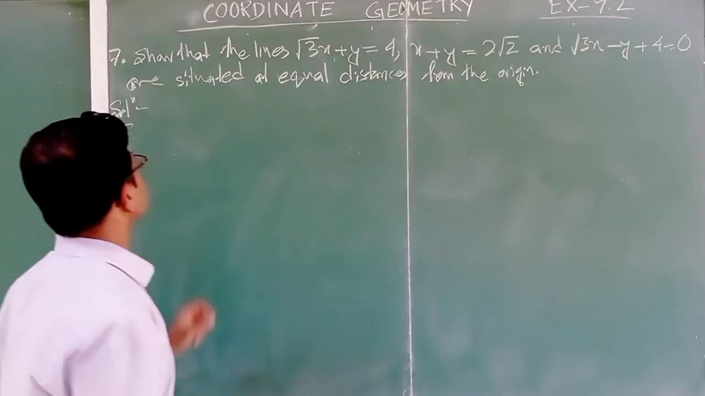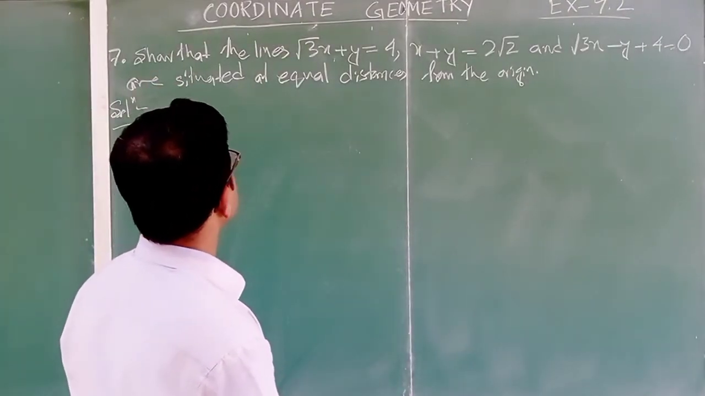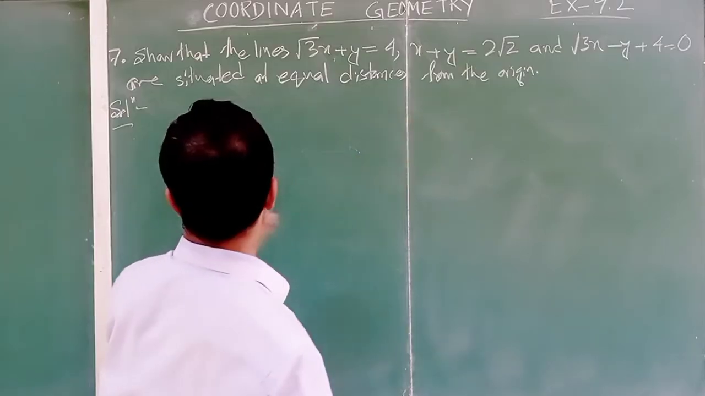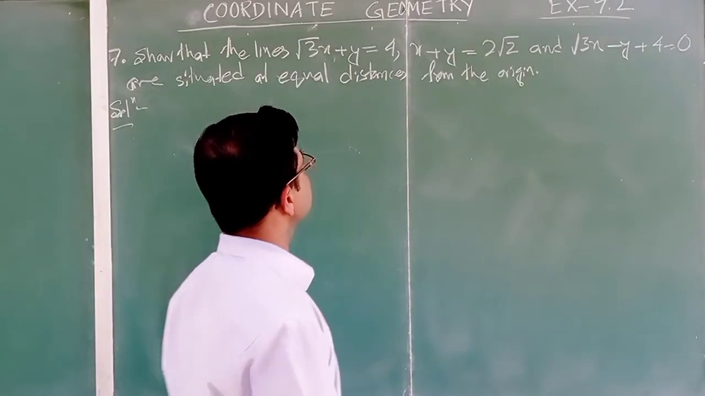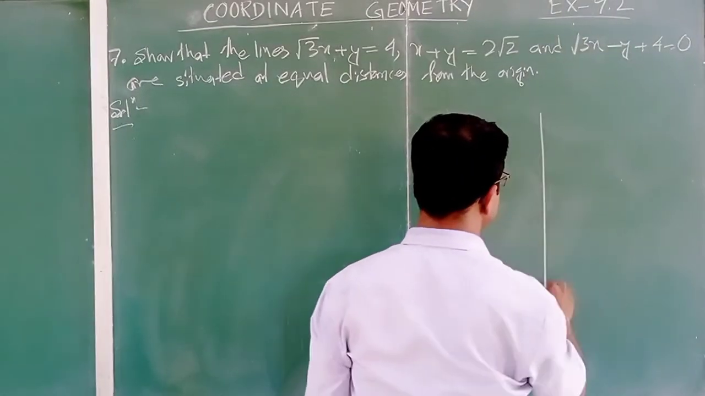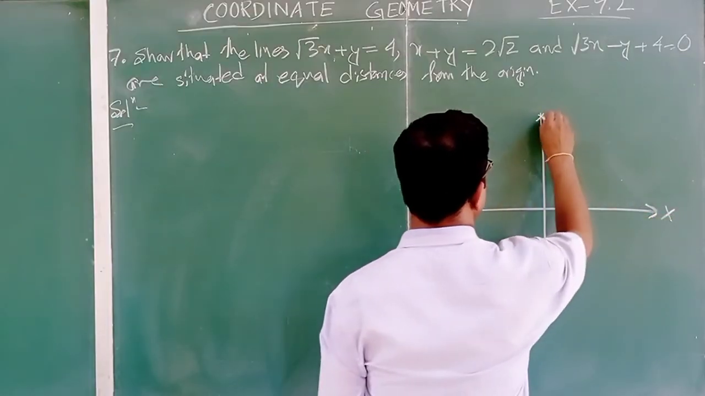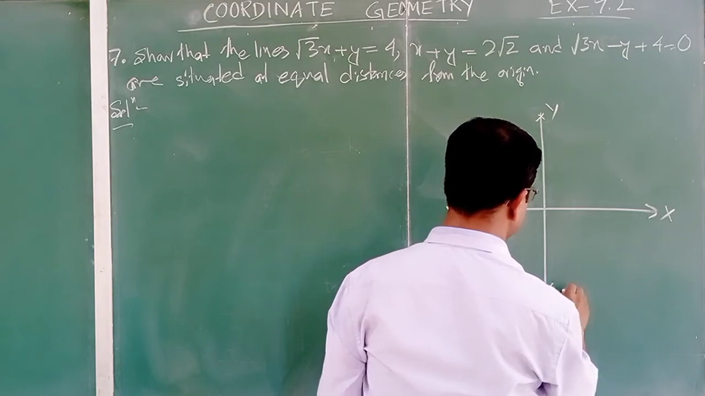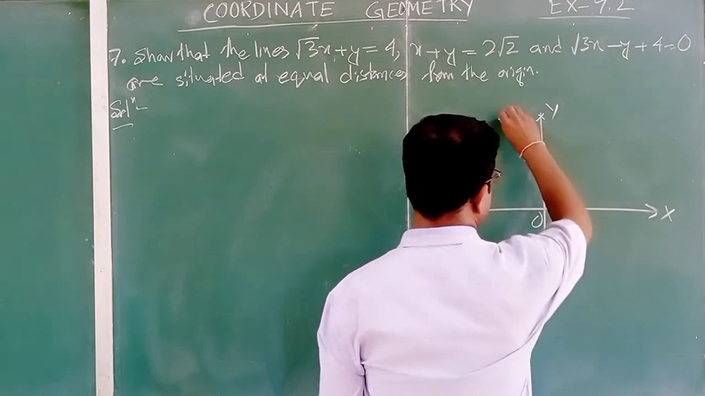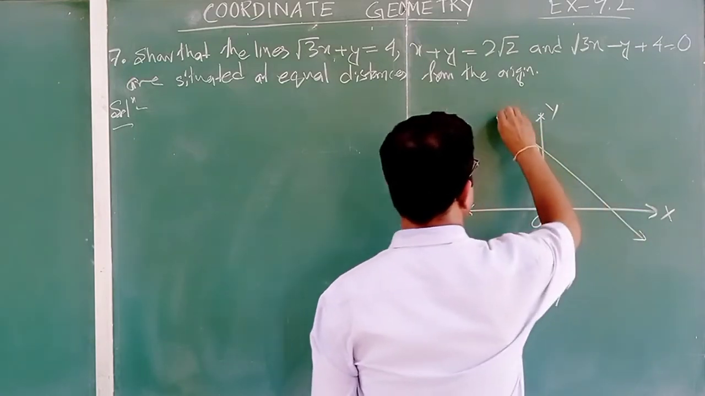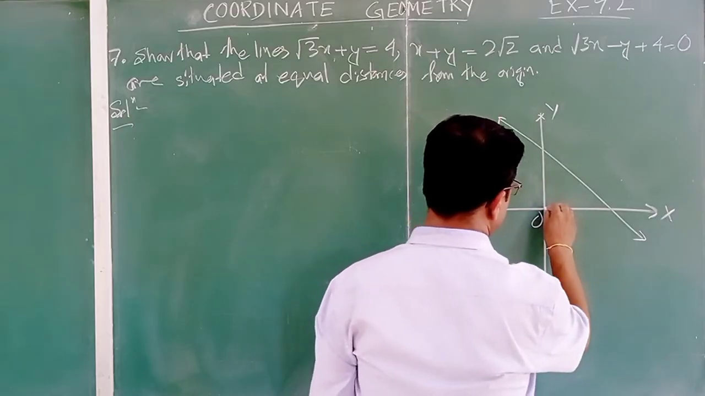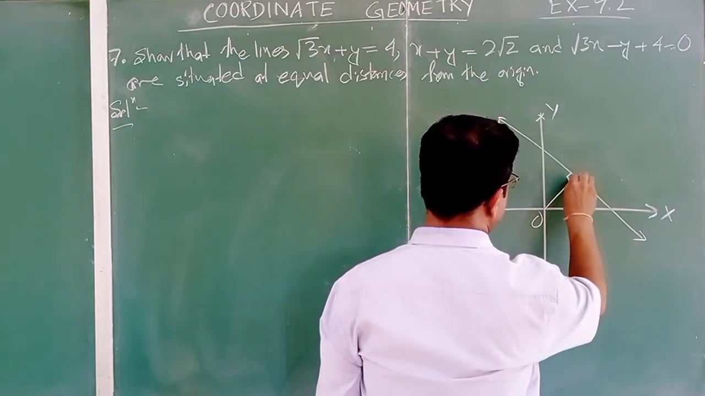Alright. Now we have taken question number 7. Let us read the question. Show that the lines these and these are situated at equal distances from the origin. So what is the concept of this? Let us consider the x-axis and y-axis. Let us consider any straight line. Now here from the origin let us draw the perpendicular.